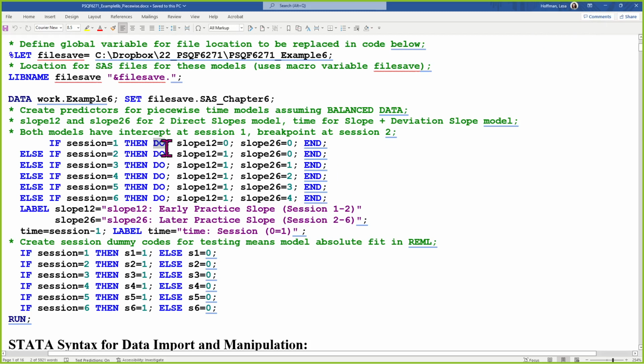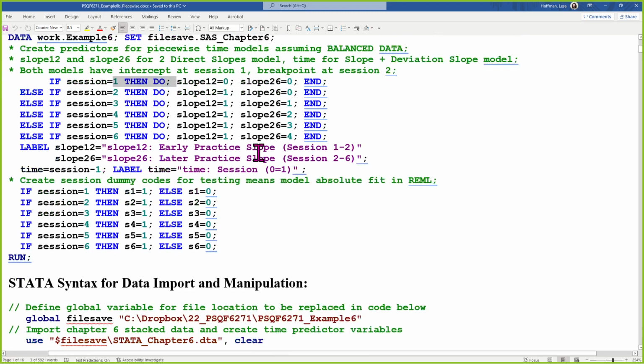And in SAS, the do and the end is necessary anytime that you have 2 or more statements to be evaluated based on a condition. So if session 1, then do all these things, and then end shuts off the if part here. And then else means that it doesn't have to read through every single line of the data. It skips over those that have already met this condition. So those are fairly straightforward.